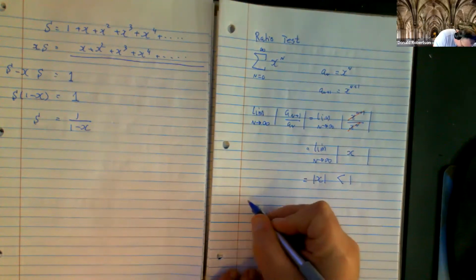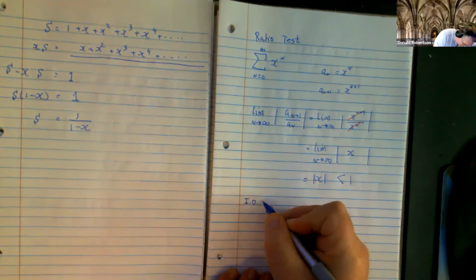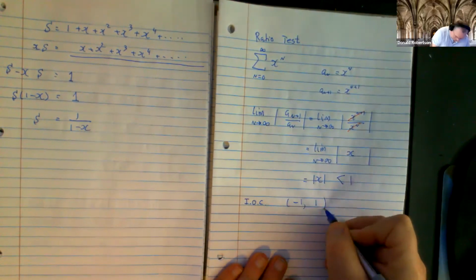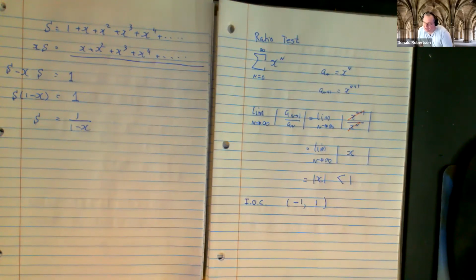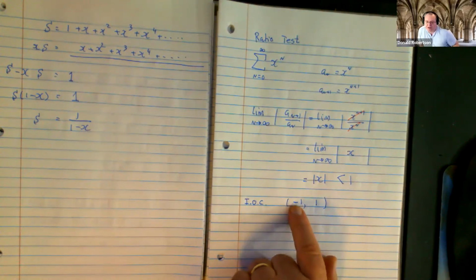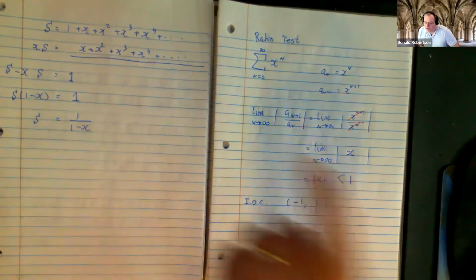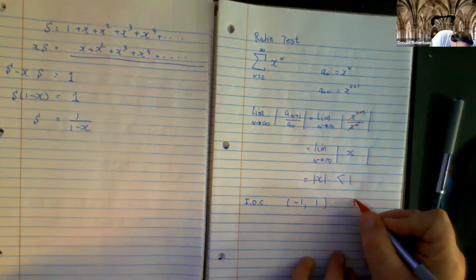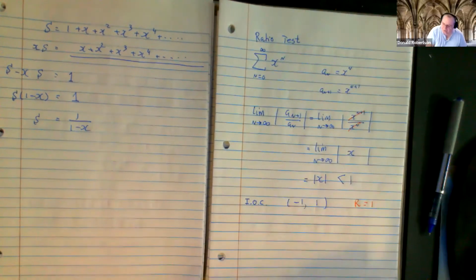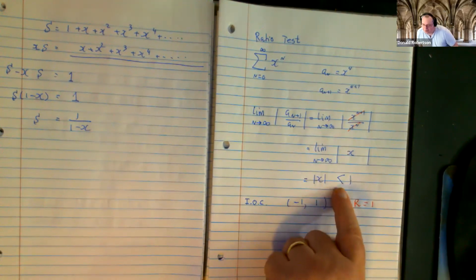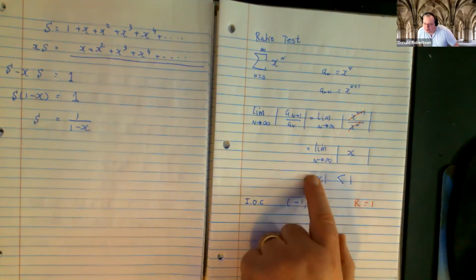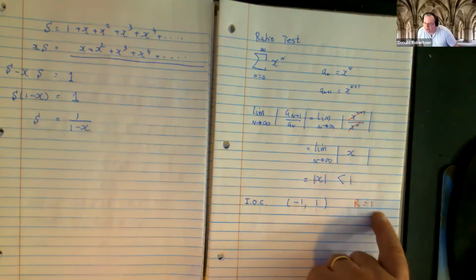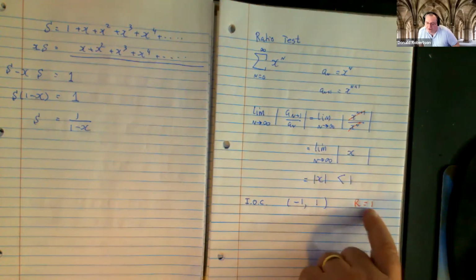Would you agree then that the interval of convergence would be -1 to 1? As long as I choose values of x between -1 and 1, this series over here will work. Now, what is the radius of convergence? He's dead easy. He's 1. Whenever you have absolute value of x less than, in this case, 1, the radius of convergence is 1. You're going to see later that that can change, but right now it's 1.